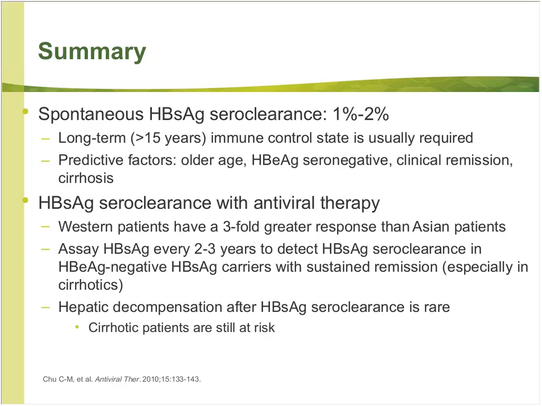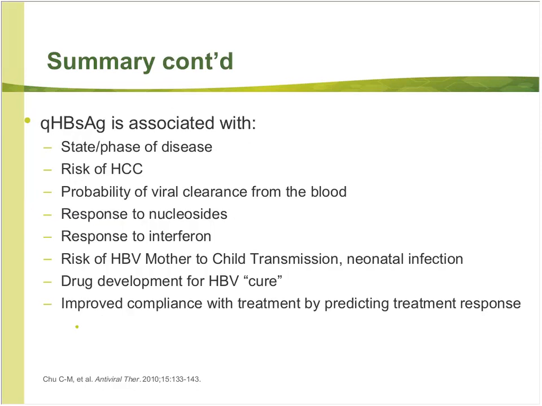Now, when you clear S antigen, the good news is these patients have a lower risk of decompensation and a lower risk of cancer. Quant S antigen helps you stage their disease. What phase, what state are they in? Future risk of liver cancer, probability of viral clearance, that's that functional cure, that's clearance. What's the response to the nukes? Do you have a reason to stop interferon at 3 months if they haven't reached a specific threshold? What's the risk of HBV mother-to-child transmission? Drug development for an HBV cure is ongoing.